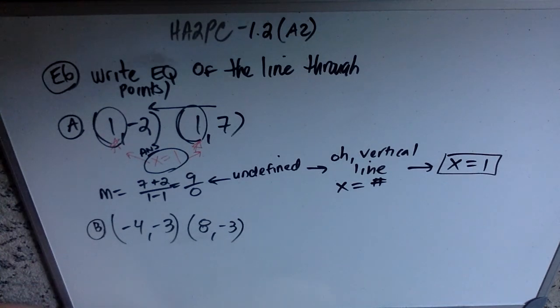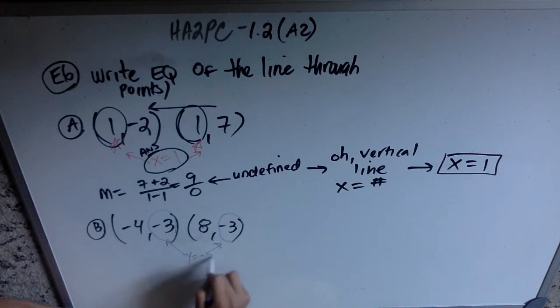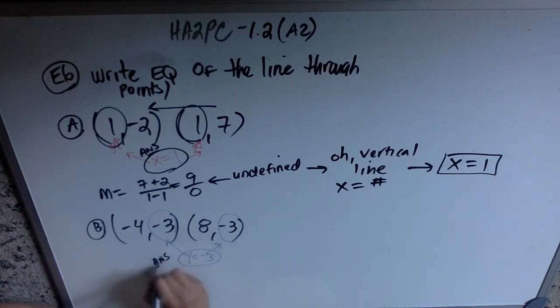Same thing here. You could make the heads up leap right away and say, wait a second, I see you, these y's are the same. Both of these y's are a negative 3, right? And if you spot that, you could be like, cool, that's the answer. Y equals negative 3 is the line. That's fine. So if you spot that y equals negative 3 is the answer, that's great.